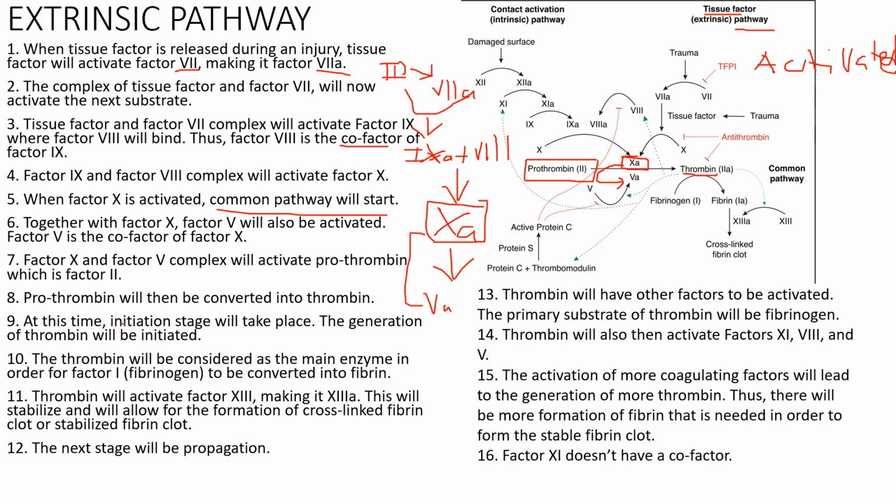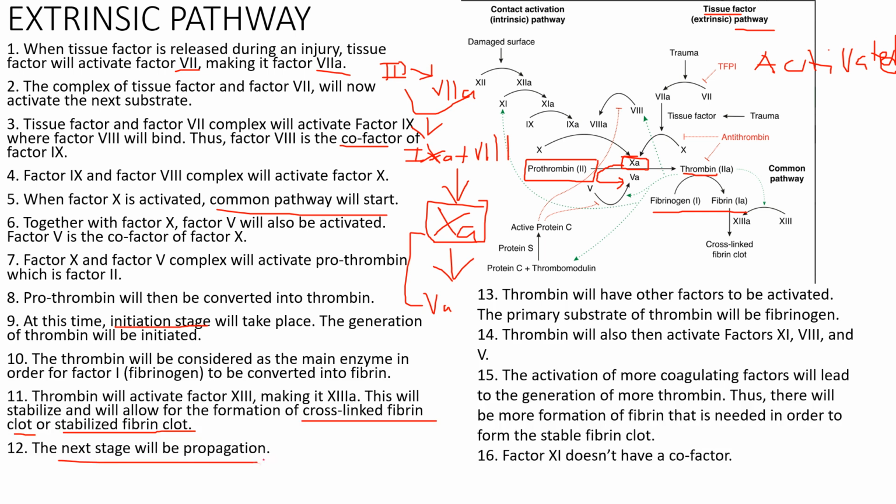At this time, initiation stage will take place. So again, initiation stage is wherein fibrinogen will be converted to fibrin by thrombin. The thrombin will be considered as the main enzyme in order for factor 1 to become converted into fibrin. Thrombin will activate factor 13, making it activated factor 13. This will stabilize and will allow for the formation of cross-linked fibrin clot or stabilized fibrin clot.